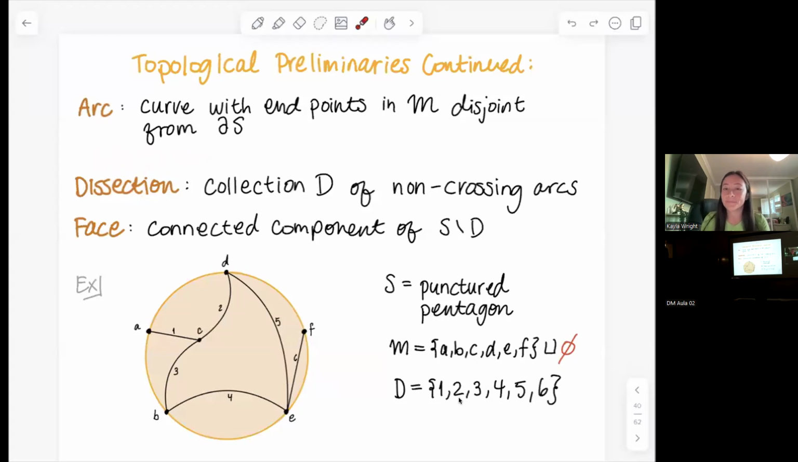Okay. Yeah. So we have an example here. And if you look, this face here doesn't look like a triangle. It's actually too big. So this is a dissection of the punctured polygon. So I have this set of marked points in black that I have here, A, B, C, D, E, F. And then all of my arcs are connecting those black points. And for this example, I wanted to keep it simple without any of the duals, but the dissection arcs are labeled by these numbers.